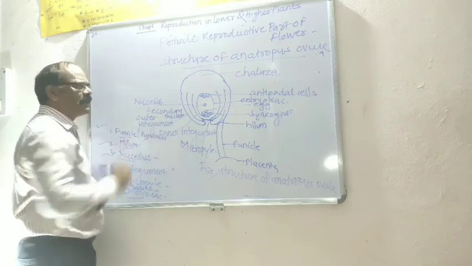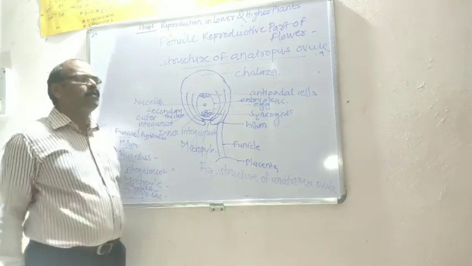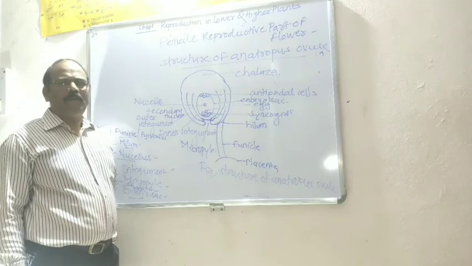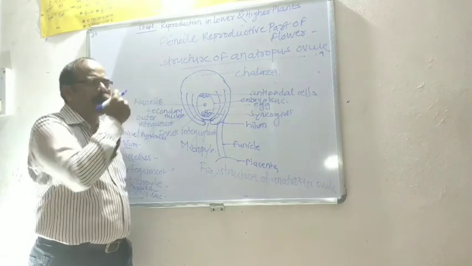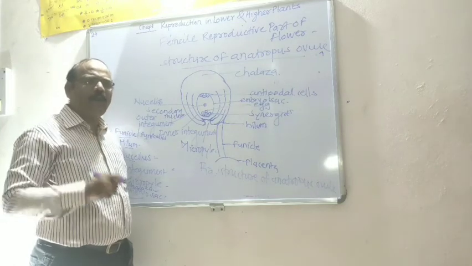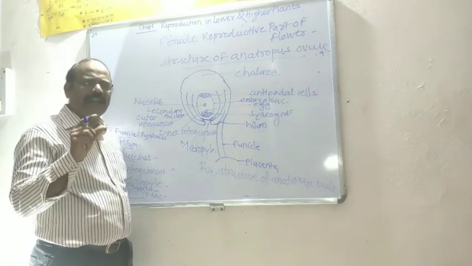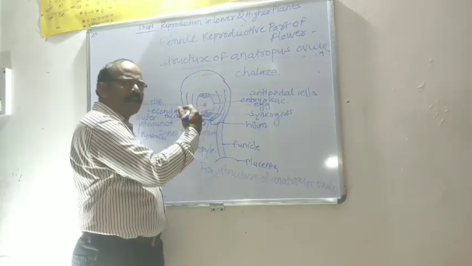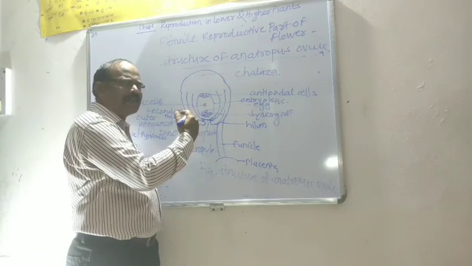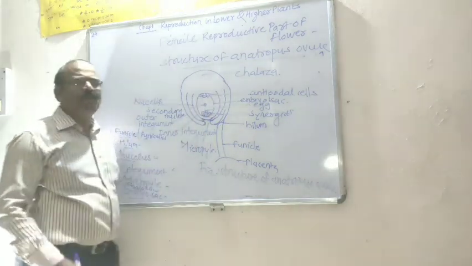This is the structure of the anatropous ovule. I will describe it again. The anatropous ovule is the characteristic of angiosperms. In angiosperms, the ovule is downward in direction. That is called the anatropous ovule.